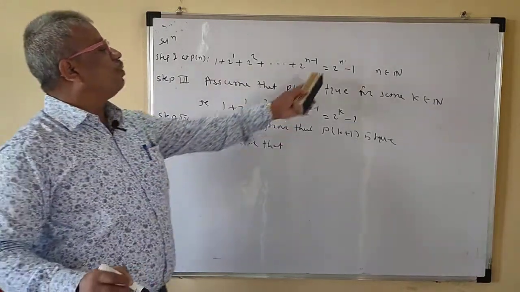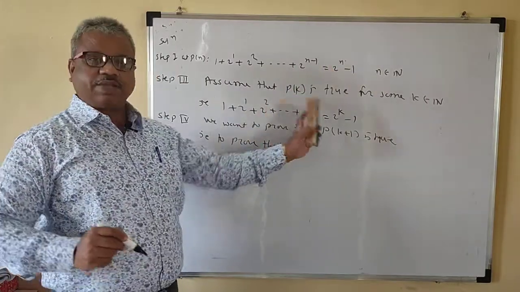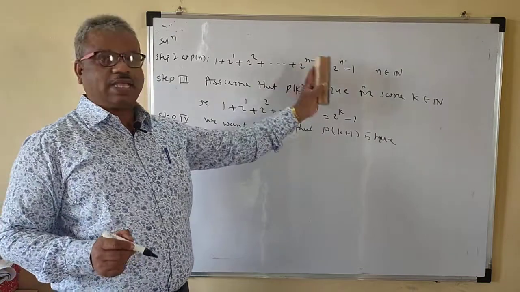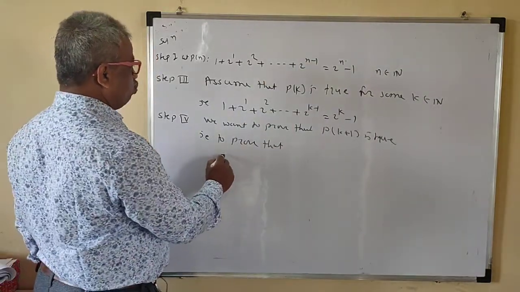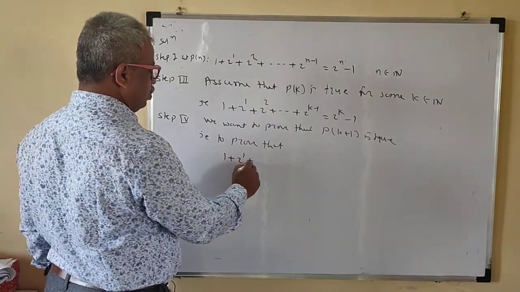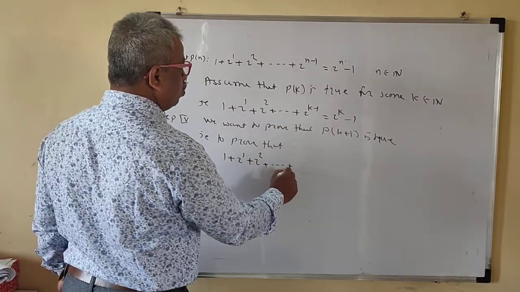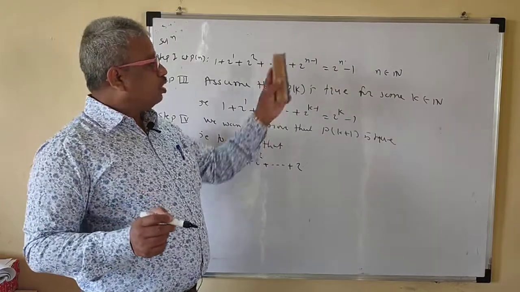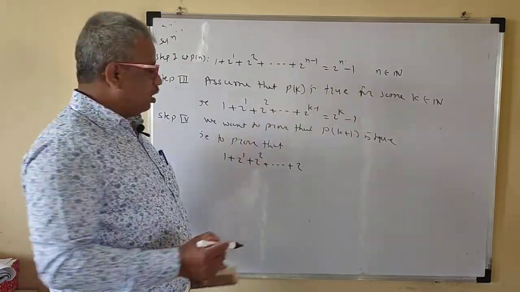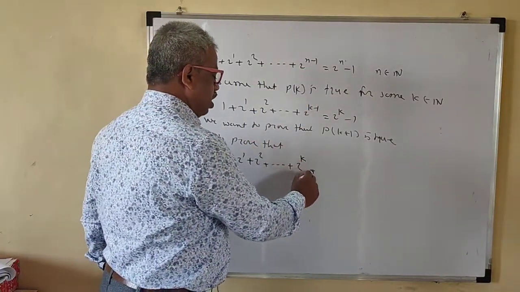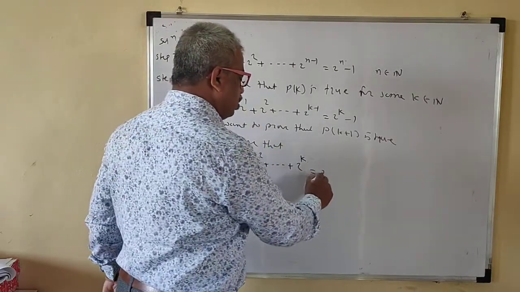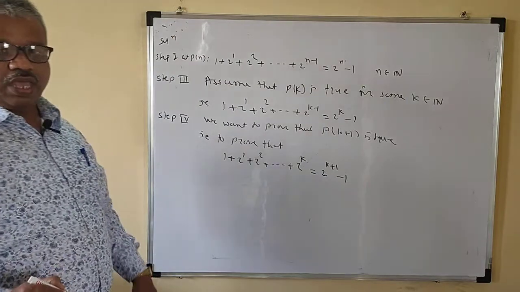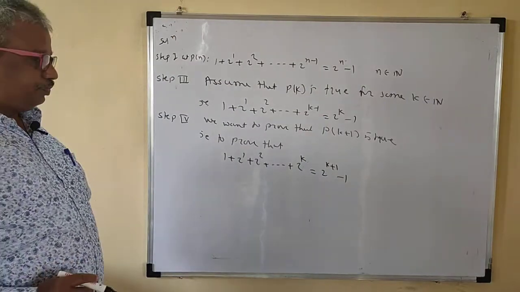What we did here: replace n by k. We did step 3 now. So for step 4, we have to replace n as k plus 1. So what is that? That is to prove that 1 plus 2 raised to 1, 2 raised to 2, dot dot dot, 2 raised to, we have to replace n as k plus 1. So k plus 1 minus 1 is what? 2 raised to k. So this is 2 raised to k plus 1 minus 1. Okay, this we want to prove.